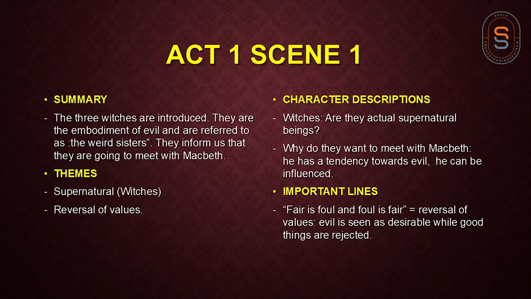Act 1, Scene 1. The summary of this scene. The three witches are introduced. They are the embodiment of evil and are referred to as the Weird Sisters. They inform us that they are going to meet with Macbeth.